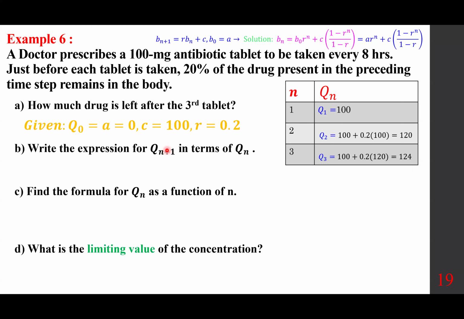We want to write the expression for Q sub n plus 1. We're going to write B sub n plus 1 and change the B to Q. Therefore, Q sub n plus 1 is R Q sub n plus C. We replace the R with 0.2, lowercase c with 100. So Q sub n plus 1 is 0.2 Q sub n plus 100.